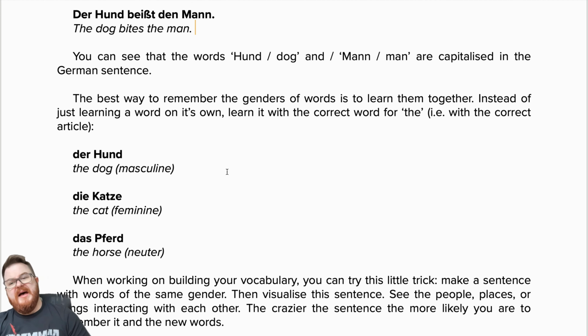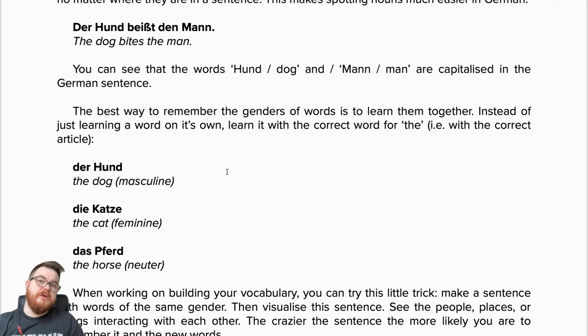Okay. A little tip for learning new vocabulary and remembering the gender is that instead of just learning, for example, the word Hund or Katze or Pferd, we want to learn der Hund, die Katze, das Pferd. If you learn the gender of the word while you learn the word, you're far more likely to remember it in the future. And this will save you a lot of time going back and having to look up genders.